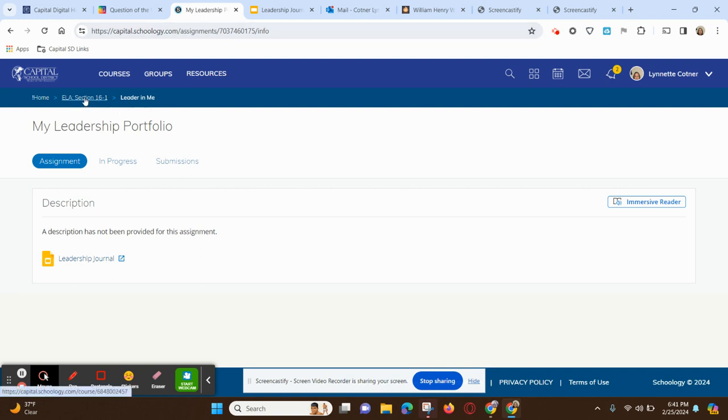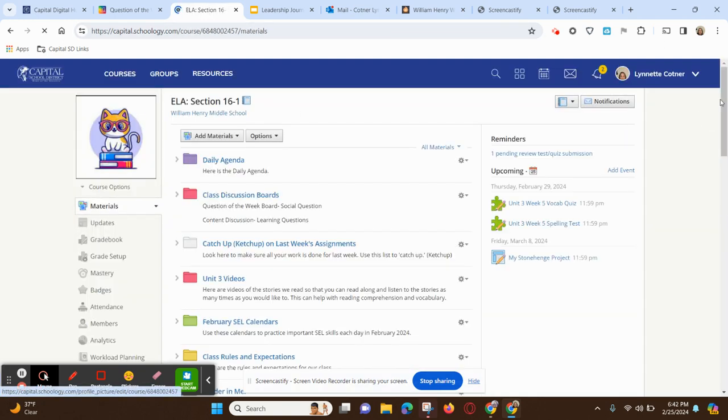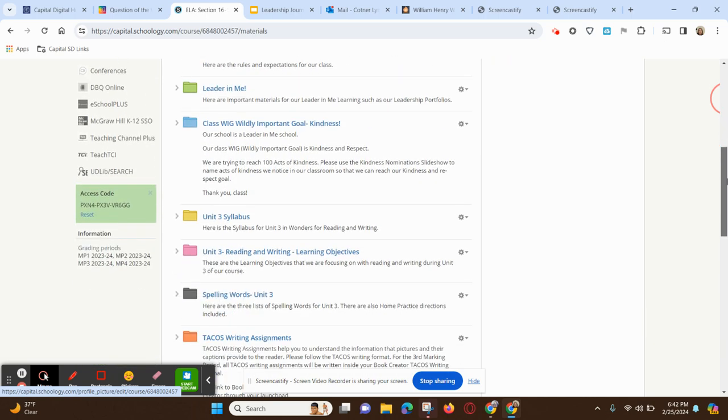And then we also have our class WIG, which is kindness and respect. So we do have a slideshow in here that they can nominate people for acts of kindness and help fill out our 100 acts of kindness goal that we have.